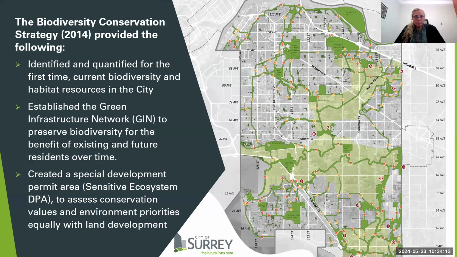And it has a 50-year time horizon in respect to trying to actualize all of the goals and objectives. One of the key components to the strategy was the establishment of the Green Infrastructure Network. So this was the first time that an actual GIS-based layer was created that identified all of the connectivity corridors and major biodiversity hubs across the city. And those were the key elements that we use today through things like our sensitive ecosystem development permit area, to help trigger more informed decision-making around land use choices.